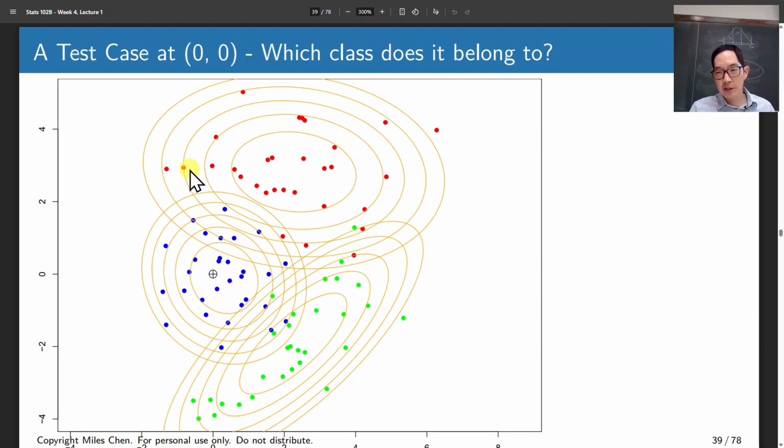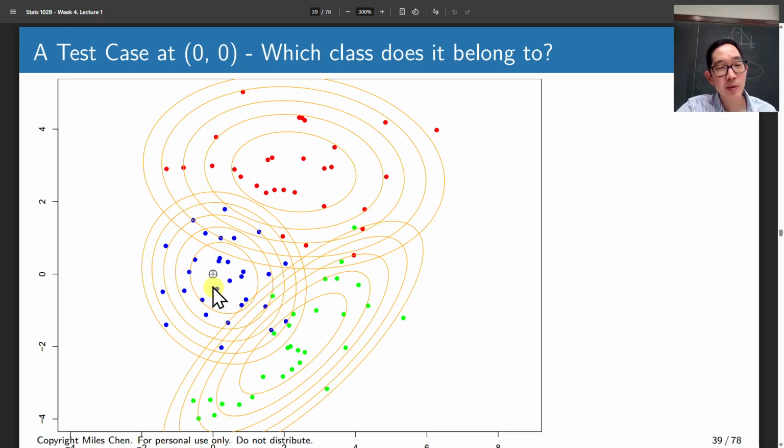So here's an example. Here's a test case. I'm going to put a dot right at 0, 0. If this is a new test case, and I said, hey, what class should we label this observation? I think we would all say, oh yeah, this one should be blue, right? But we'll run it through the Bayes classifier, and we want to know, what is the probability it's red? What's the probability it's blue? What's the probability it's green? Again, red is A, blue is B, and green is C.